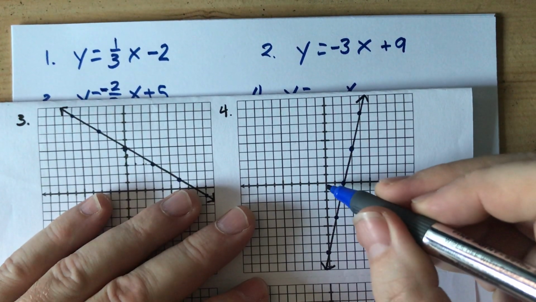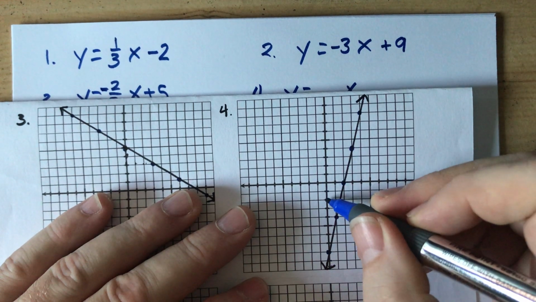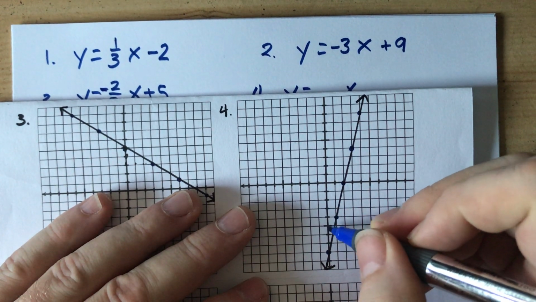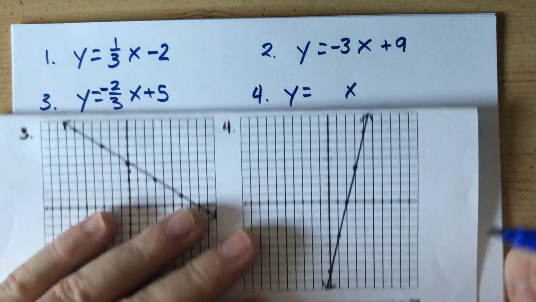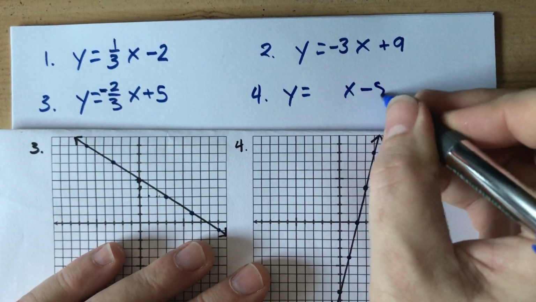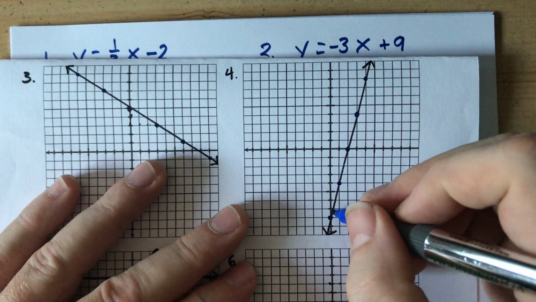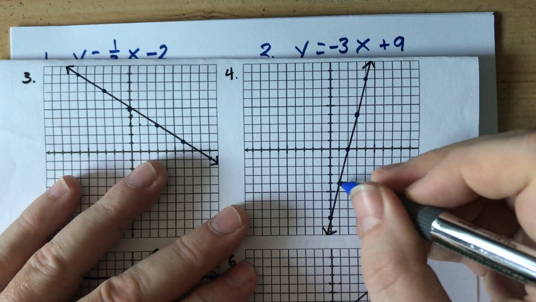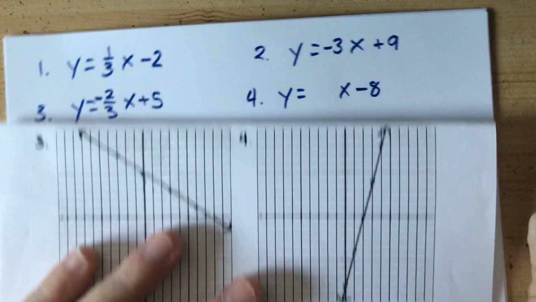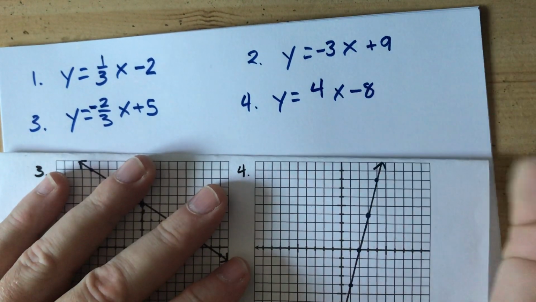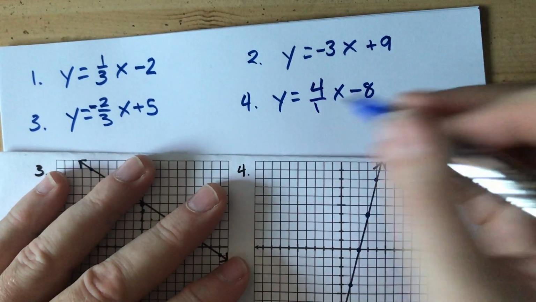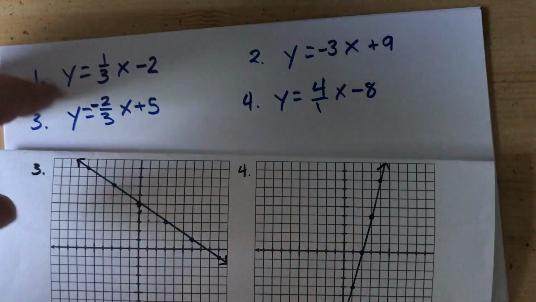Number 4, I'm counting down. Let's see, 1, 2, 3, 4, 5, 6, 7, 8. So -8 is my intercept. I'm going up. This is a positive line, so I'm going up 1, 2, 3, 4, right 1. Up 4, right 1. So either 4 over 1 or just 4. Either one, doesn't matter. Same thing.